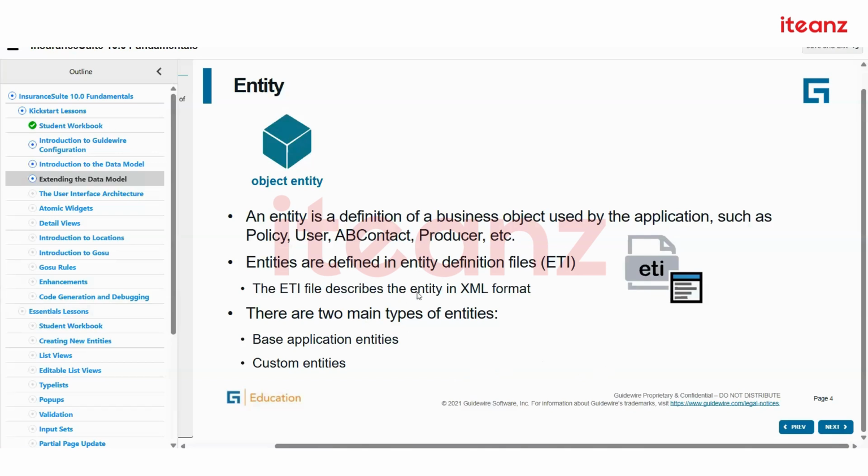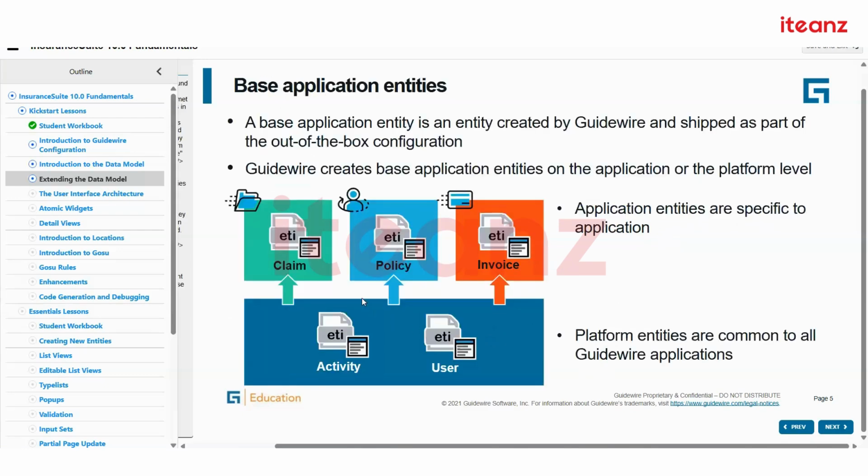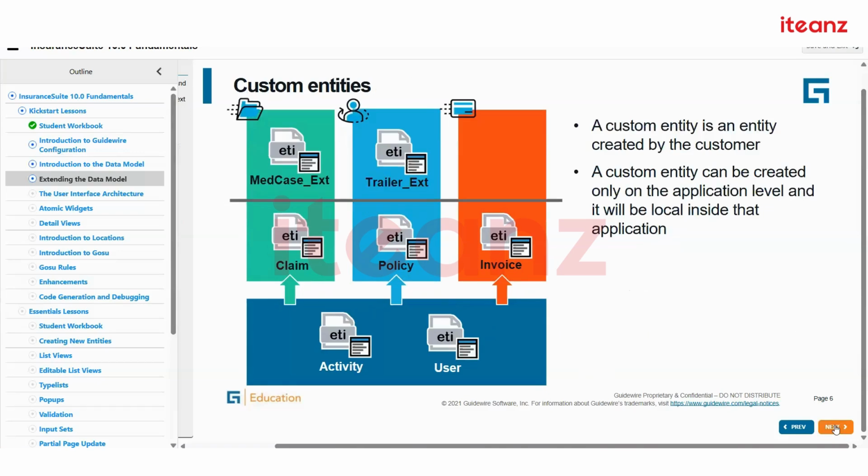As we have discussed earlier also, the ETI file describes the entity in XML format. In the backend, it is going to be in XML format. So these are the different entities that we have across the different Centers. You need not worry about it. We are concentrating on policy, PolicyCenter basically. So that is fine.